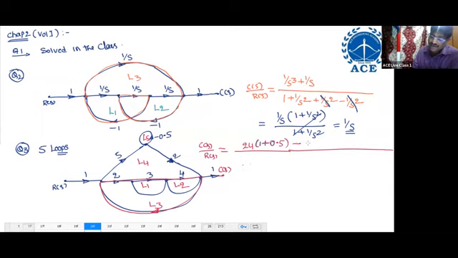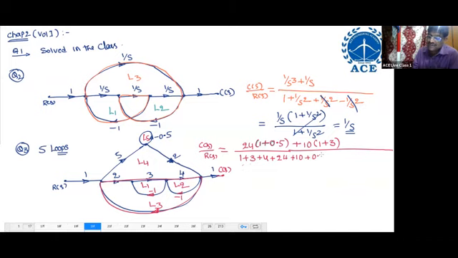Plus second forward path 5 into 2, 10. For this, what happened? Here L3 touching, L5 touching, L2 touching. What is the non-touching loop? Here -1 now. Non-touching loop is L1. So that means 1 plus 3. For the second forward path 5 into 2, 10, L1 touch, L2 touching, L3 touching, L4 touching, L5. Only L1 non-touching. Divided by delta: 1 plus 3 plus 4 plus 24 plus 10 plus 0.5.